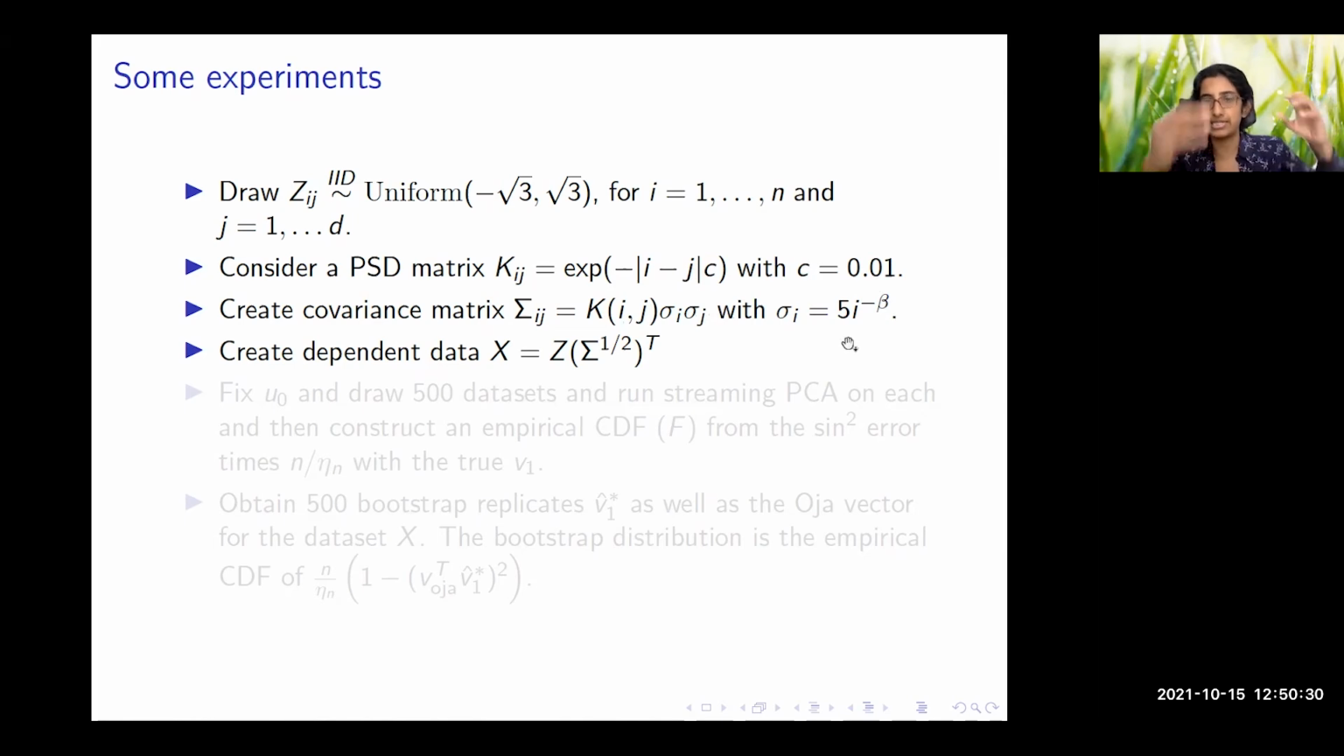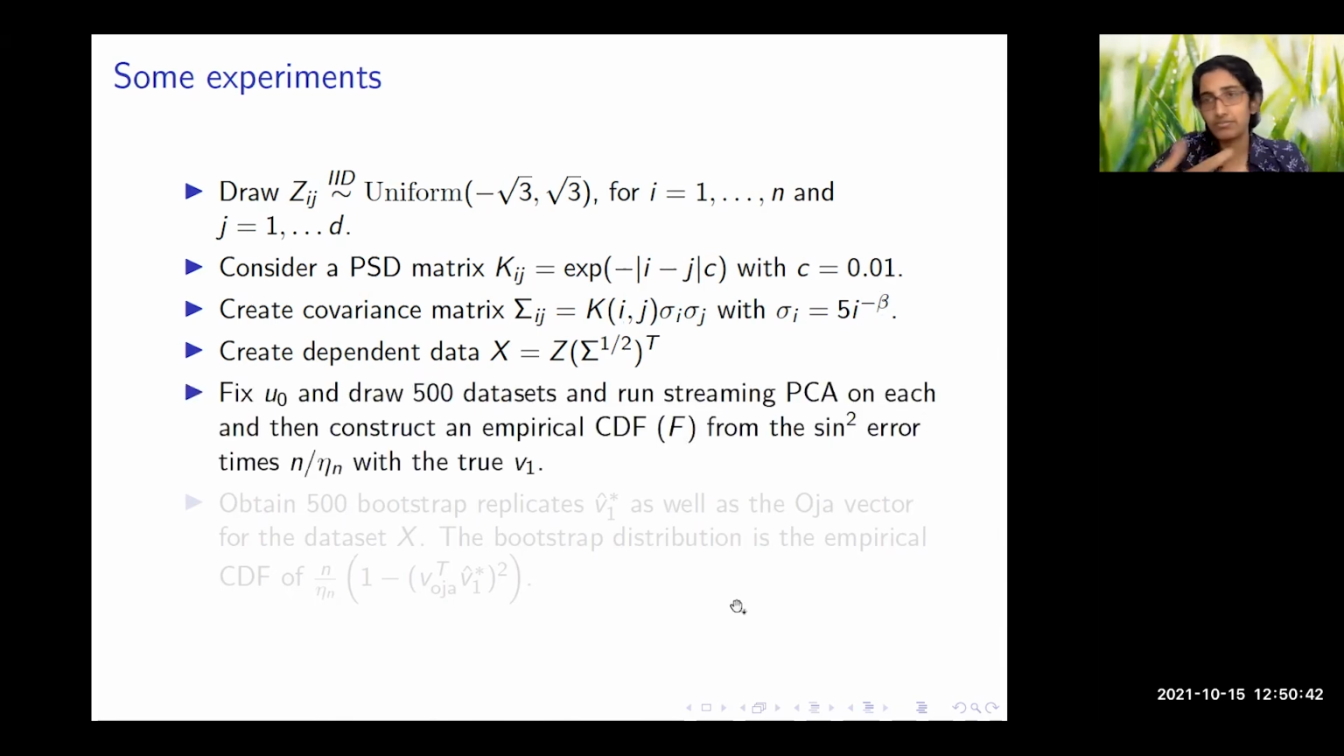All this is doing is, depending on beta, you are going to have different rates of decay. So if beta is very small, it's very flat. If beta is 1, you're getting a pretty strong variance decay. And then this is really just proof of concept, right? You fix your initial U0, you draw 500 data sets, run streaming PCA on each one of them, and then construct an empirical CDF of the truth. So this is how you estimate your truth.